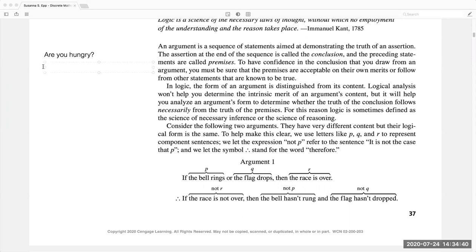But let's say another one, okay? "Do the homework." And this is also not an argument. An argument is a sentence which can be true or false. The assertion at the end of the sequence is called a conclusion, okay? The preceding statements are called the premises. So the conclusion and the premises can also have a truth value.